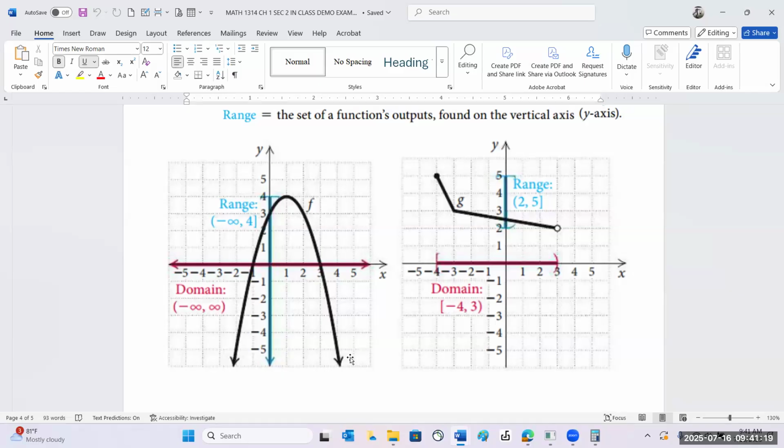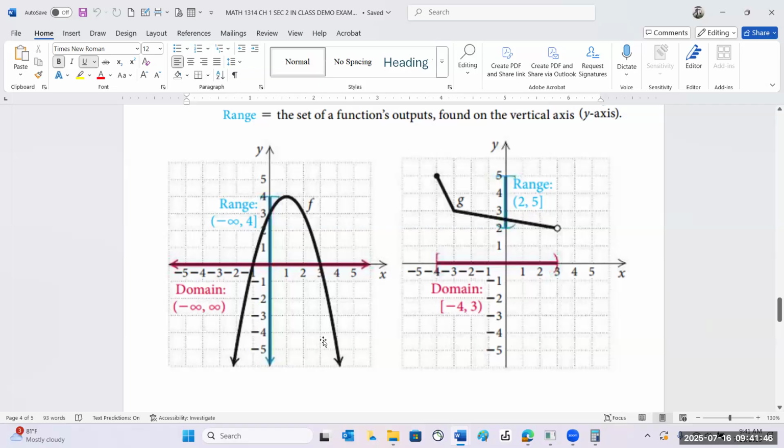Is it going straight down? No, it's going out to the sides. So this one's going on the x-axis. It's going out towards what number? Negative infinity. It's negative on this side. Where is it going over here? Positive infinity. So the domain of this first one is from negative infinity to positive infinity. That's what it said there.